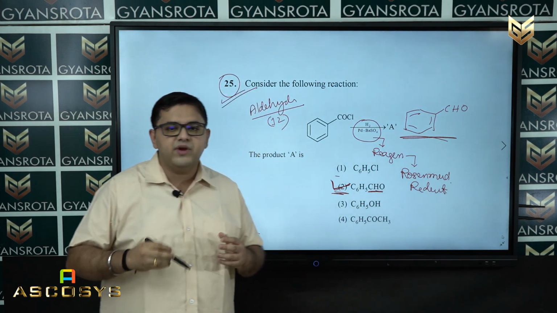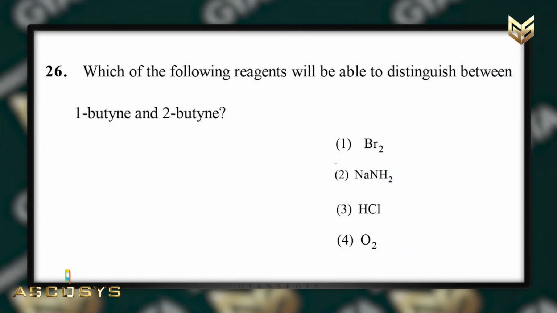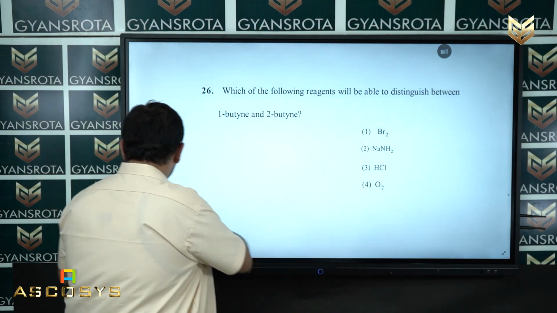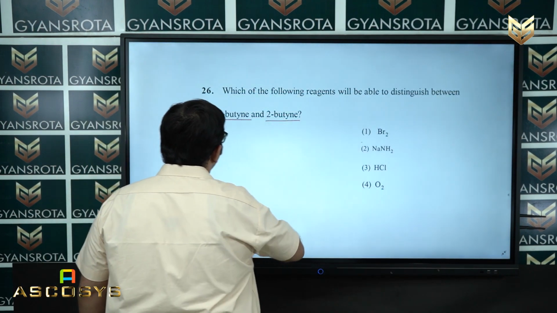So now we are moving to the next question, that is question number 26. Question number 26 is on your screen. Which of the following reagents will be able to distinguish between 1-butyne and 2-butyne? So now we are moving to the solution part. Let's see how 1-butyne and 2-butyne look.